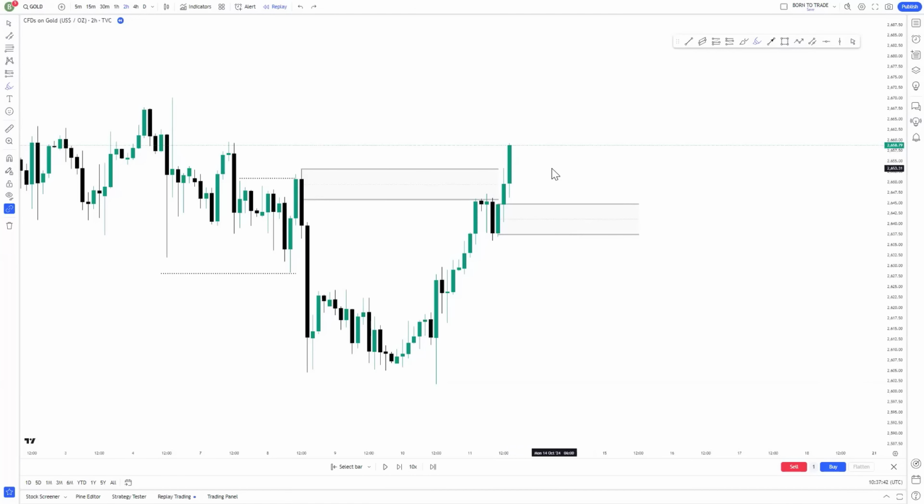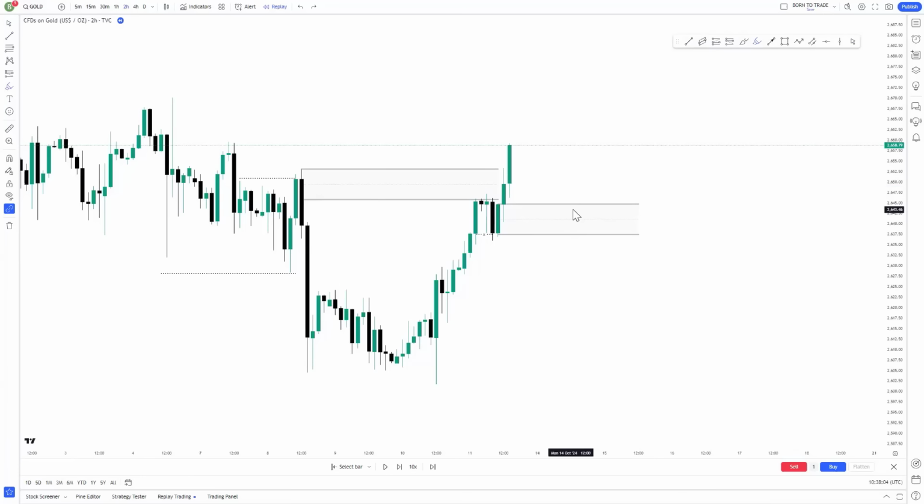And you can agree with me that we have the confluence, which makes this a high probability one. If you look at this low, you can see that we have the sweep of this low. You can see price took the liquidity underneath this candle before price reversed to the upside. So we have a liquidity sweep. What else can you see? We have price imbalance right here.